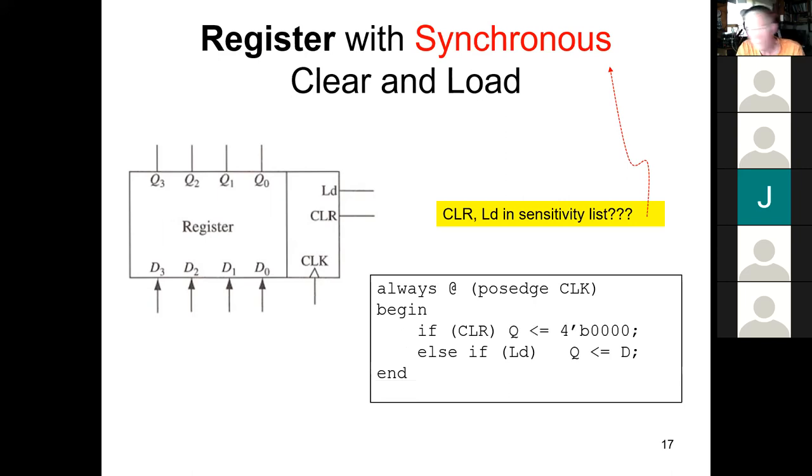There. Okay. So if and else if. If clear is low and load is low, nothing happens, even on the positive edge of the clock. So when they're synchronous, they're not in the list. When they're asynchronous, they're in the sensitivity list. And they also have to all be edge signals.